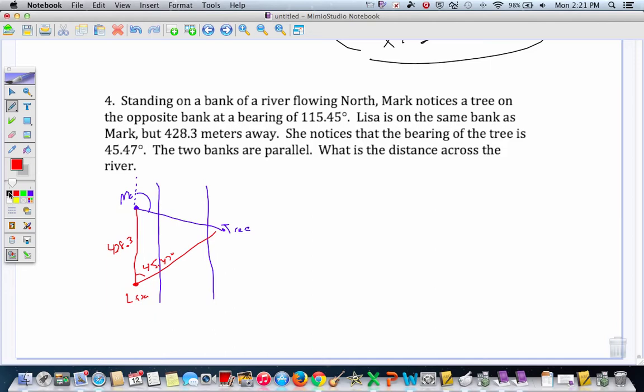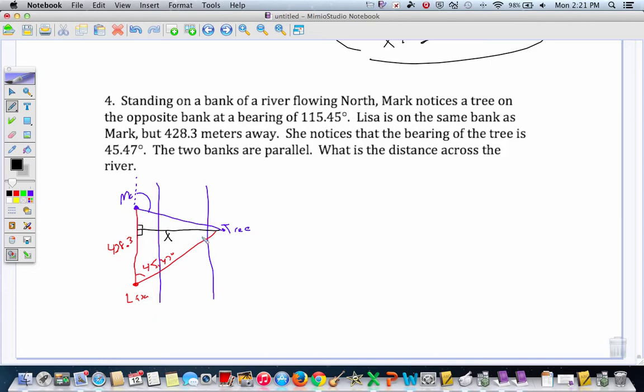The two banks are parallel. What is the distance across the river? So we're going to have to draw an altitude into this triangle. And if we come straight across, this is going to be the distance we're looking for. So we're making an assumption here. We're saying Mark and Lisa are on a north-south line. So the good news is with that assumption, we're going to say this is a right angle. I think that probably should have been spelled out better in the problem, but we'll go with that right angle.